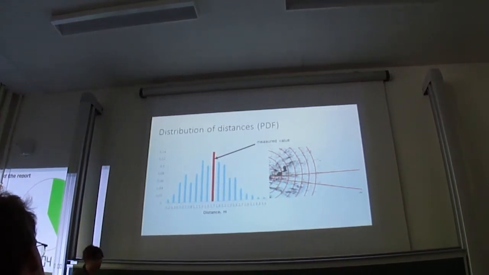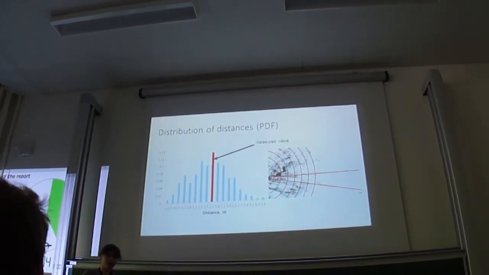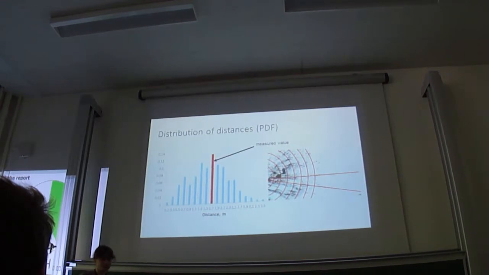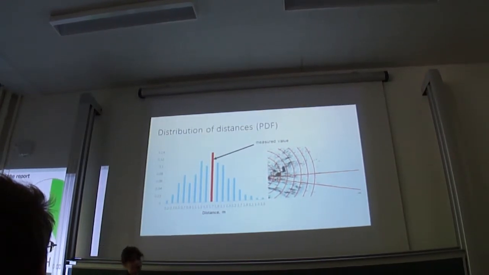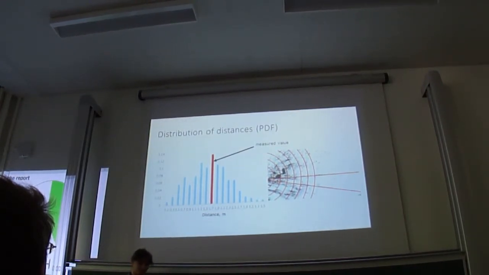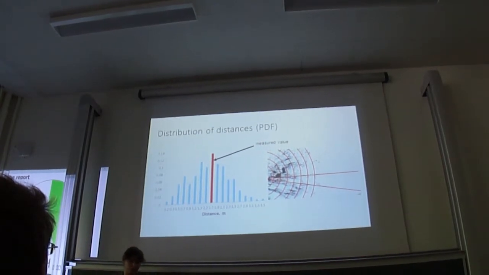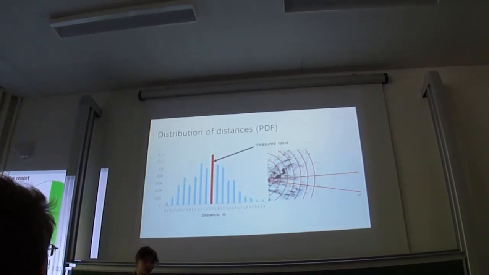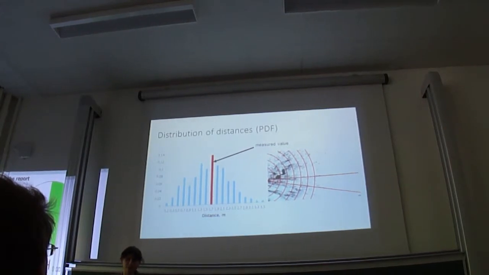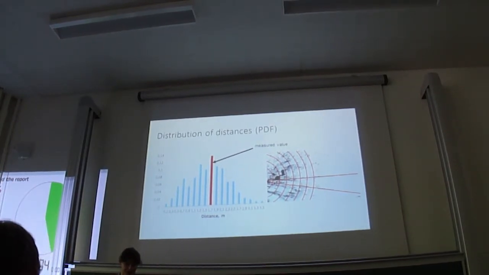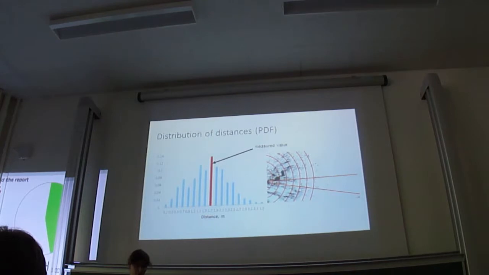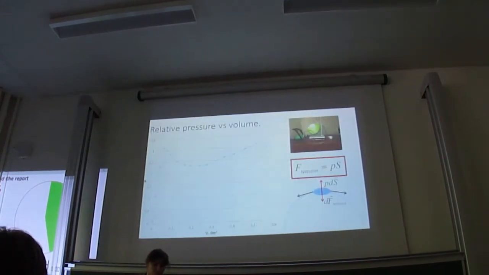Of course, each droplet flies a different distance, so we made a histogram for the distances. As you can see, this histogram has a maximum value, so we measured those values and we said that it's some characteristic length, some characteristic distance the droplets fly.